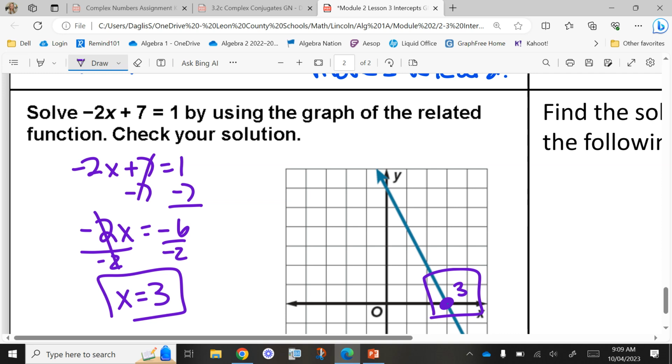We still feeling okay? What's up? Say it one more time. Yes, you're finding what x equals.